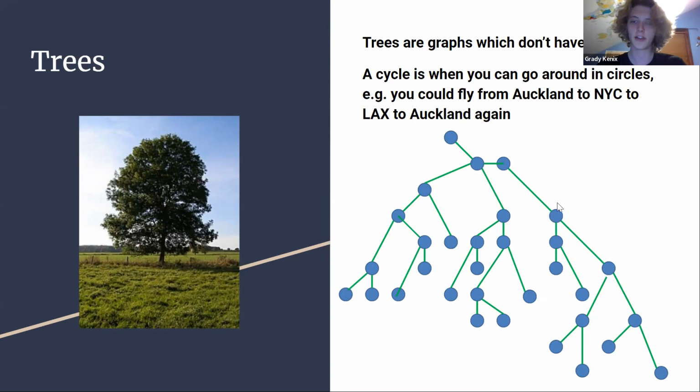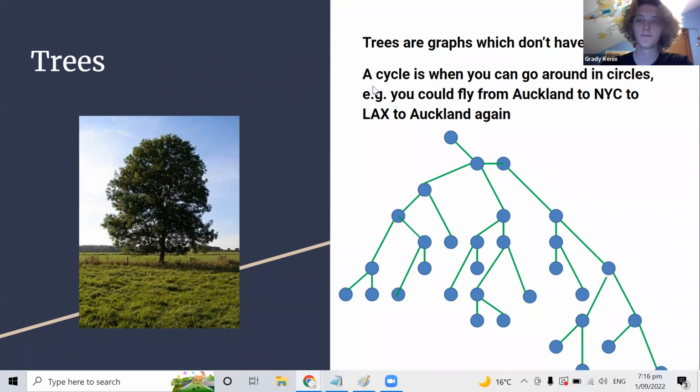You go down here and then come right back up, but that's cheating. You can't do that. A cycle is when you go around and you don't visit anything you visited before, and you somehow end up back where you started. And a tree is a graph which doesn't have any of those. And trees are super useful, as we're going to find out.